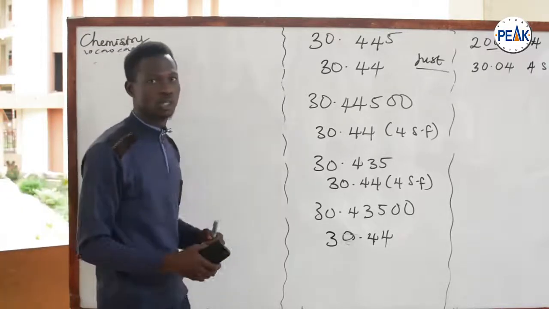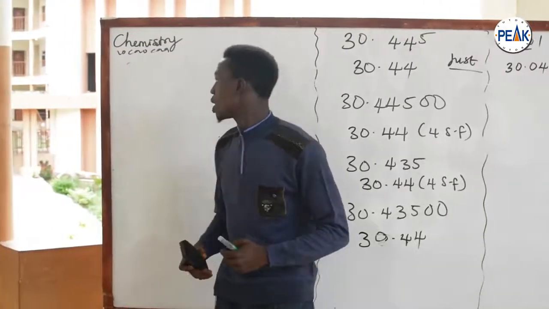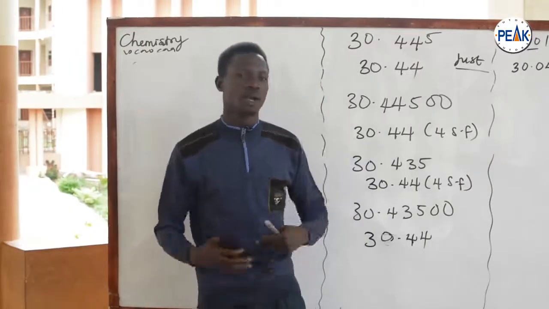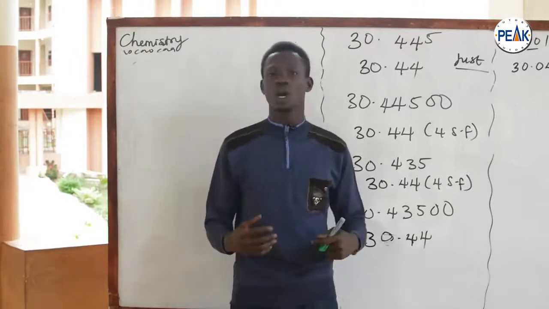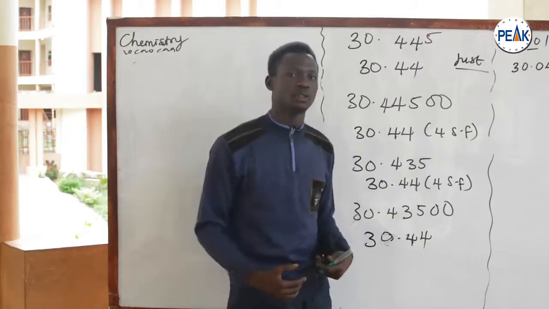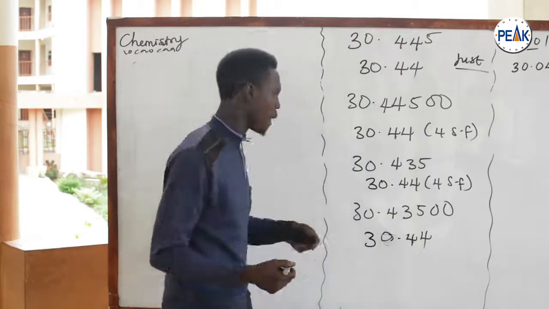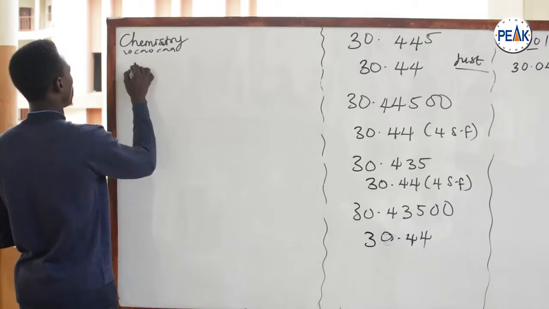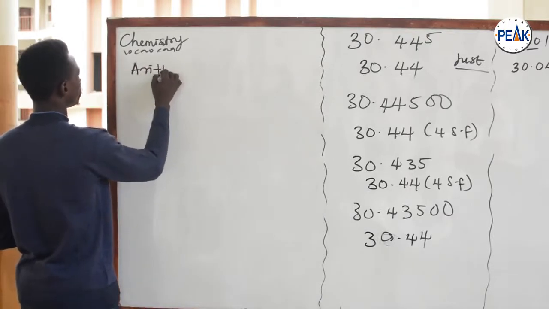We're still talking about significant figures, and now we've talked about rounding up and rounding off. Now the last thing we're going to talk about in this session is the addition and subtraction rule in an arithmetic operation. Let's talk about arithmetic operations.